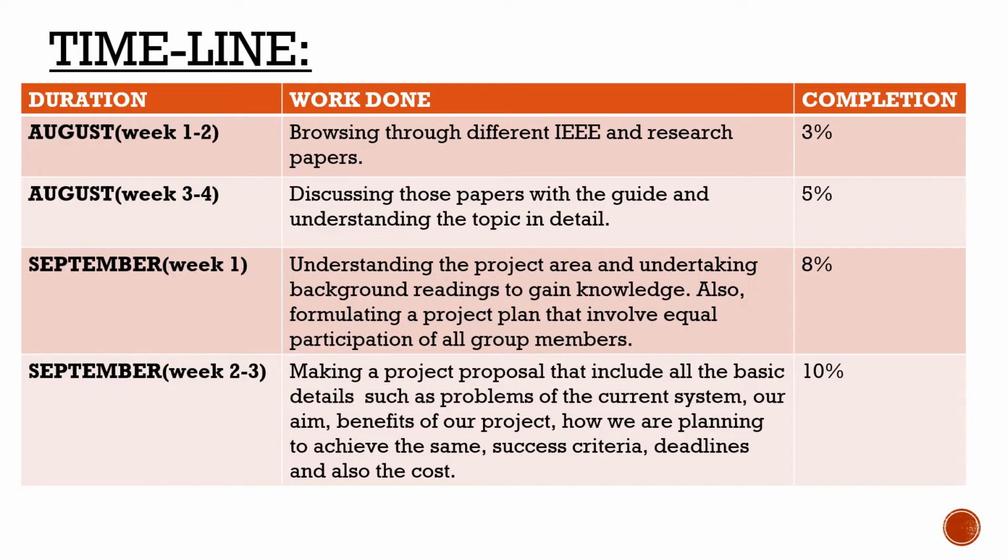So now we'll look into the timeline of our project. During the month of August, we were looking through different IEEE and research papers. We selected an area of study and with the help of our guide, we fixed the topic. September was the time where we proposed the project plan. This basically included the current problem of the system, our aim, benefits of the project, deadlines, costs, and also the success criteria. It was taken into consideration that equal participation should be given by each group member.